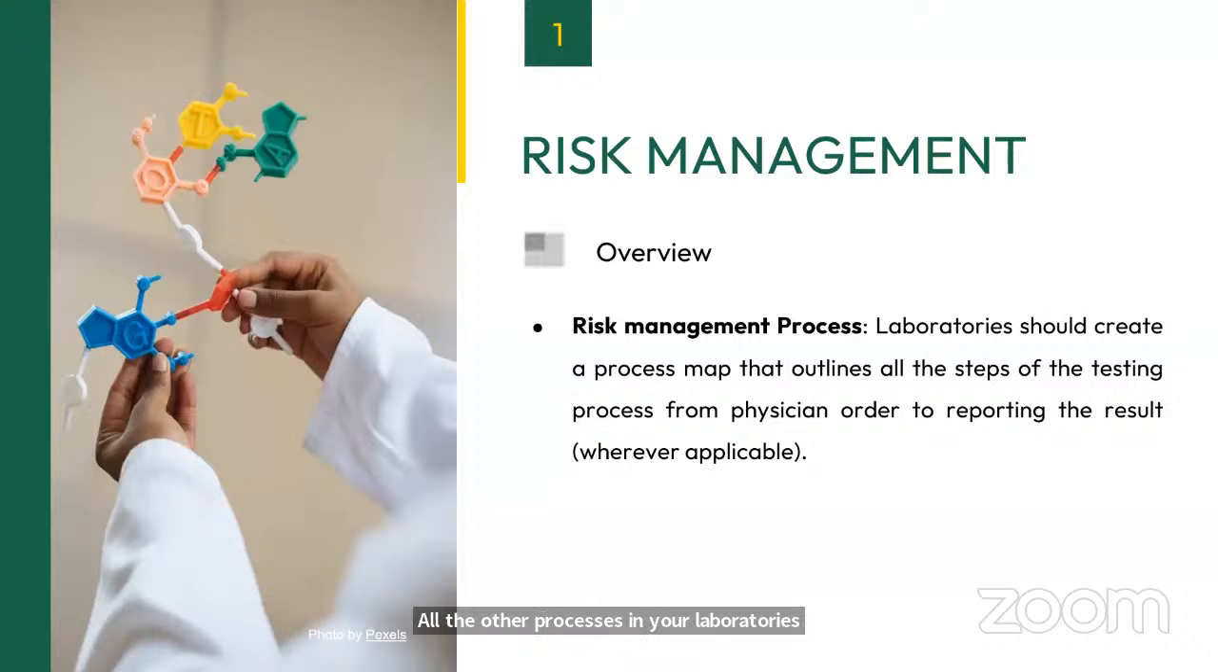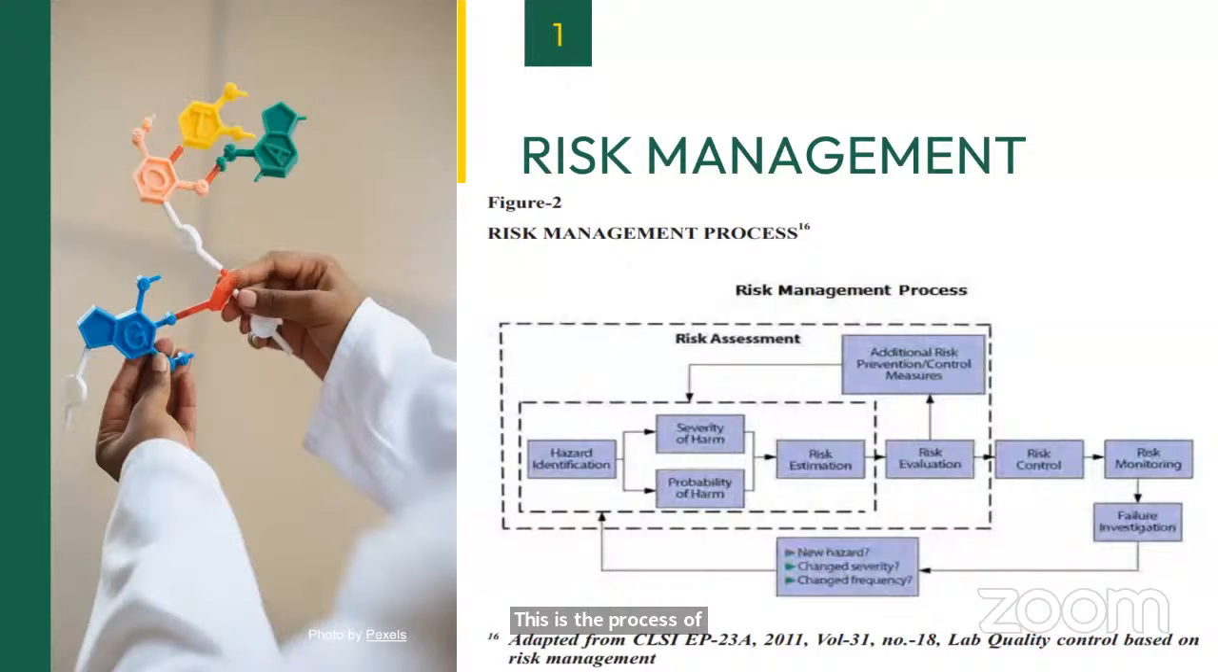And finally, a wrong report goes to the patient, which will either deny the treatment or the patient may be wrongly treated. So this is the process of identifying the risk in your laboratory. Here, this is a risk management process map. This map is adopted from the CLSI EP30A guidelines 2011, volume 13. It is a very old document, but the basic risk management process map remains the same.